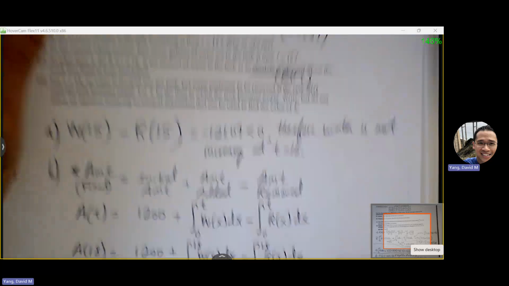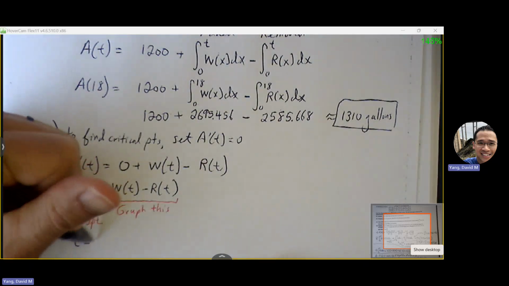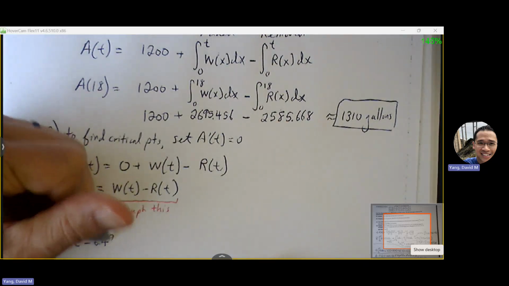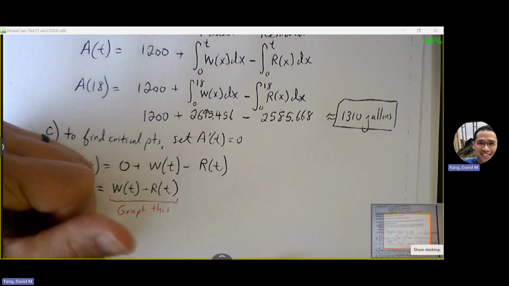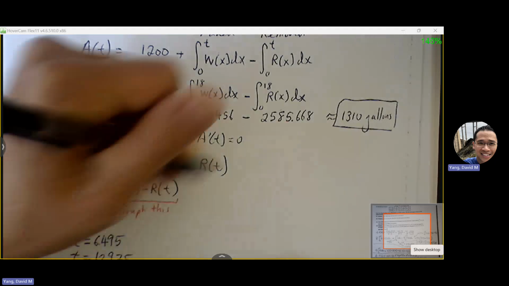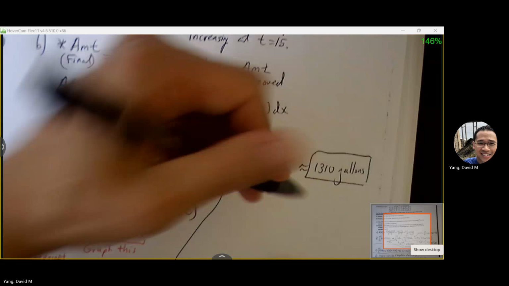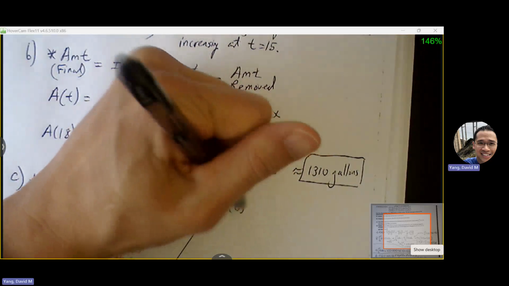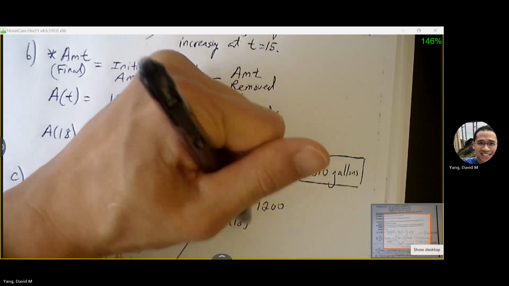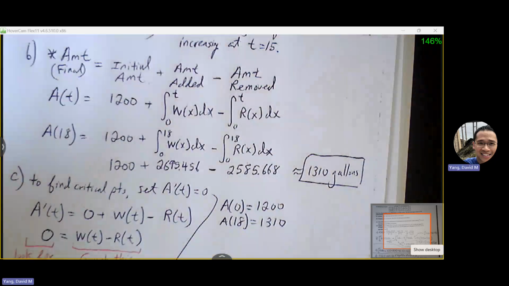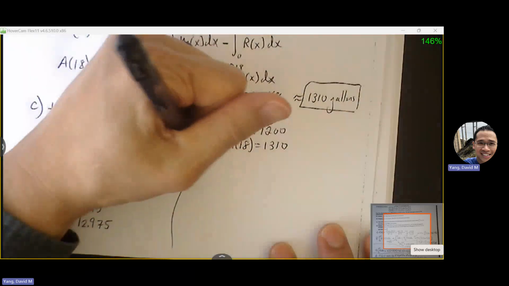So I'm going to take each of them and put it into A of t. My critical points: t is equal to 6.495, and t is equal to 12.975. Now each of them gets inserted into my A of t equation. So I need to find A of 0. Well, A of 0 is easy. We already have that. That's 1200. We also have A of 18. That's 1310. We still have to worry about A of 6.495 and A of 12.975.